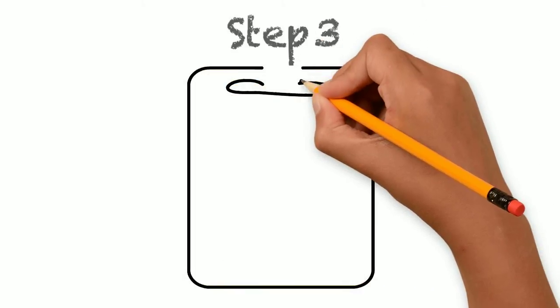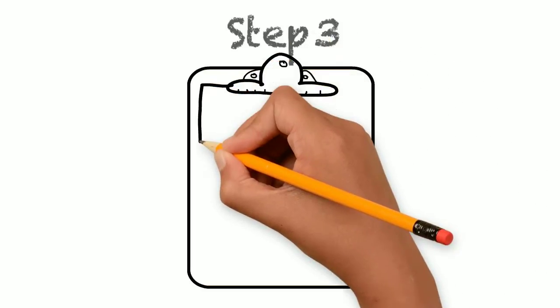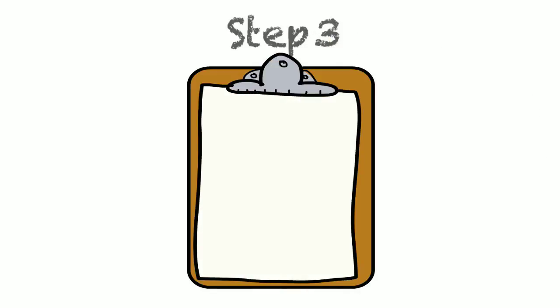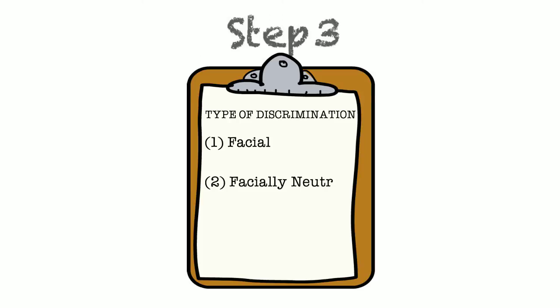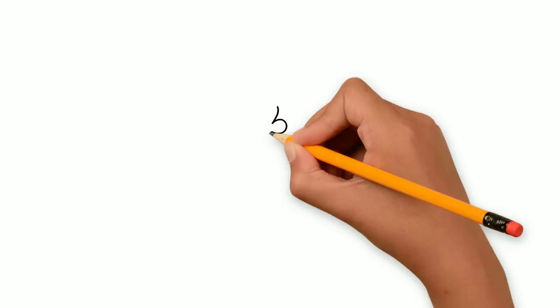Step 3 is the type of discrimination. Now that you know which amendment to apply and how to classify the discriminated group, the third step is to consider what type of discrimination is being used against the class. There are 3 types. There's facially discriminatory, then there's facially neutral, and lastly there's facially neutral with a discriminatory impact and purpose. Here's how they work together.